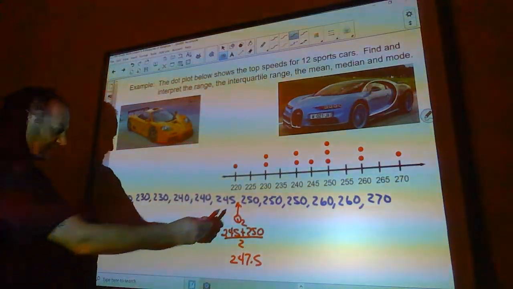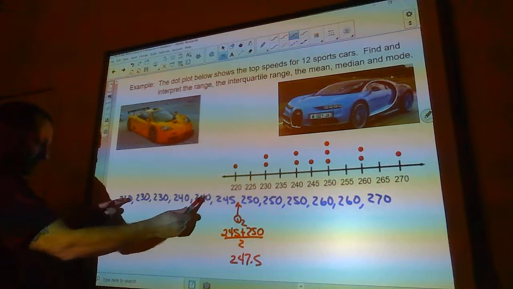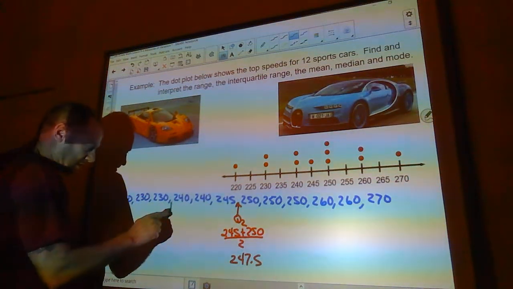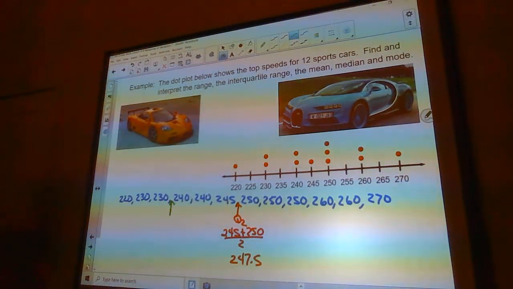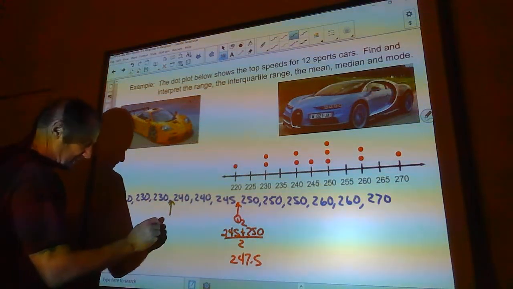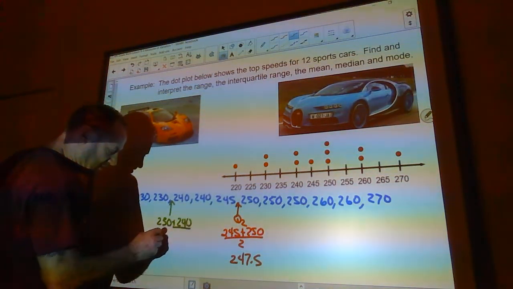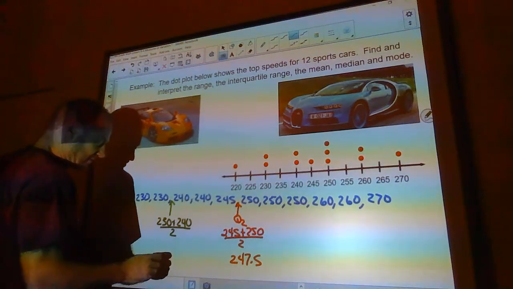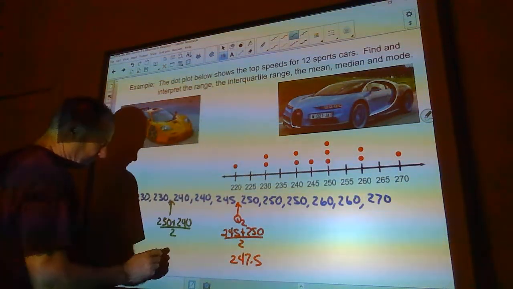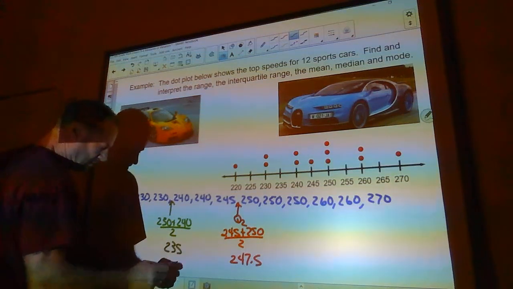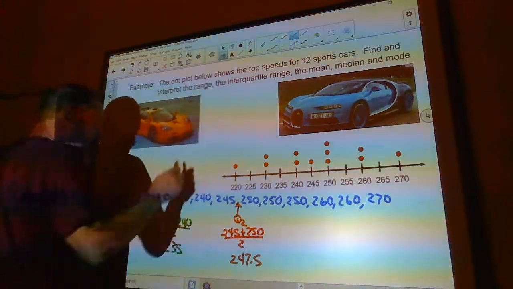Now, Q1, I'm going to take the bottom half of the data. There's 2, 4, 6 numbers there. It's going to be between 3 and 4. It's going to be 230 plus 240 divided by 2. That's going to be 235. Okay, so there's Q1.